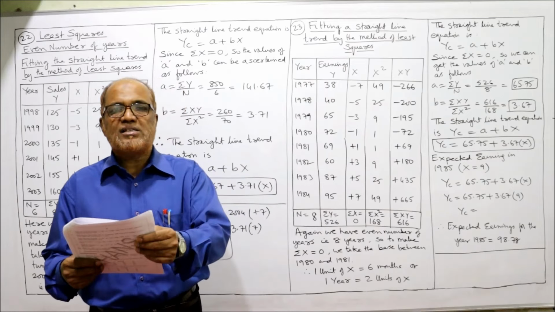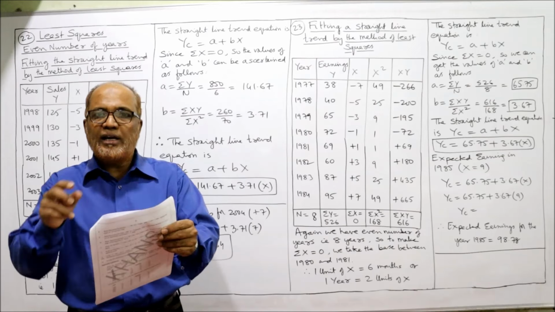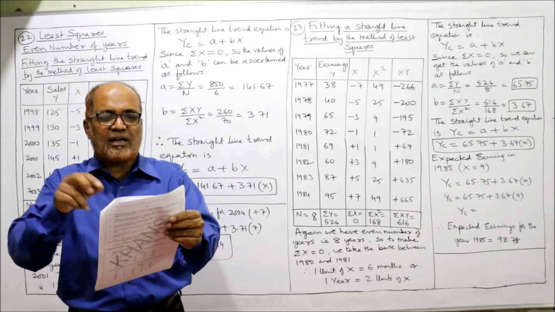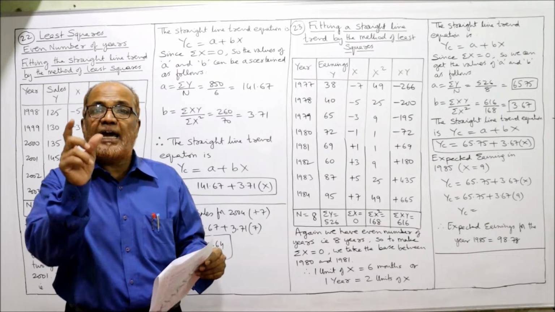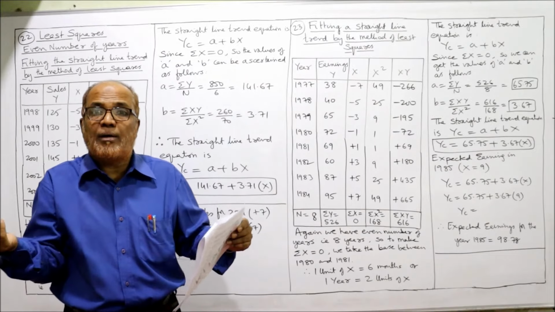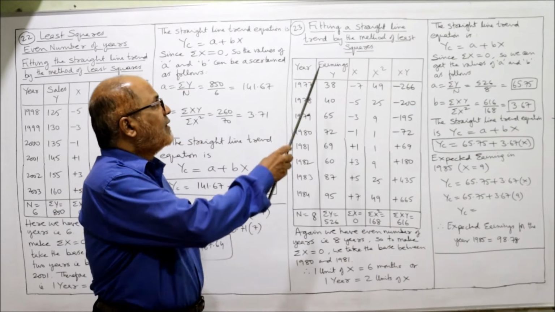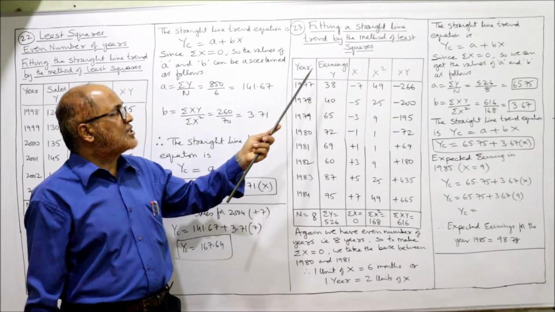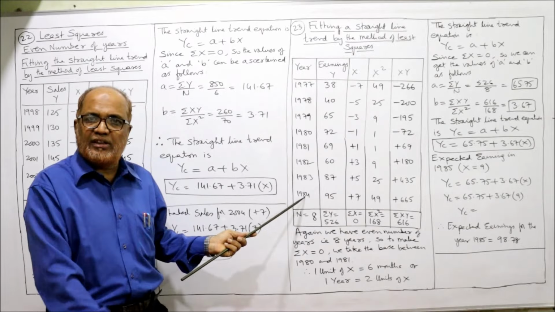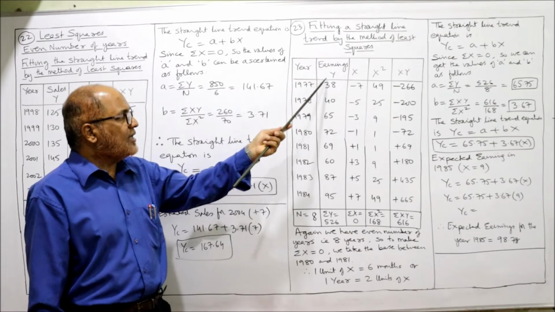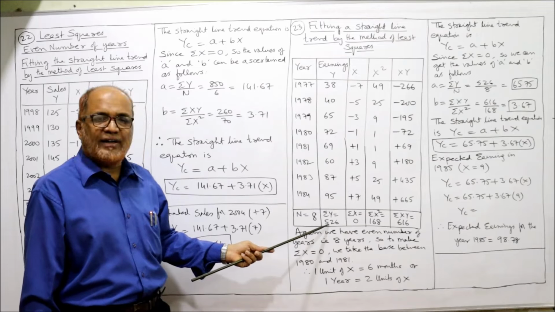Years 1977, 78, 79, 80, 81, 82, 83, 84. So in sequence the years are given, 1, 2, 3, 4, 5, 6, 7, 8. Eight years of data is given, an even number. The earnings are given. Now see carefully. Fitting a straight line trend by the method of least squares, year 1977 to 1984. It is given in the problem, 8 years. And the earnings are given for every year. Take the total summation y is equal to 526.